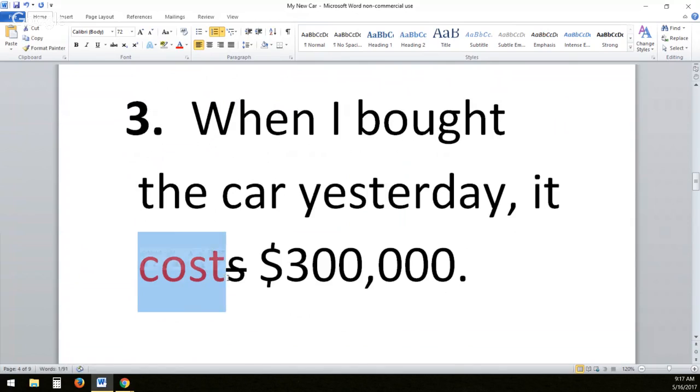So here we need the past tense. And you know what? Sometimes the past tense doesn't use ed. It is an irregular verb. So those of you who got this correct, congratulations. If you didn't get it correct, that's why you're here, to learn more. So yes, cost is in the past. Today, it costs $300,000. And yesterday, it cost $300,000.